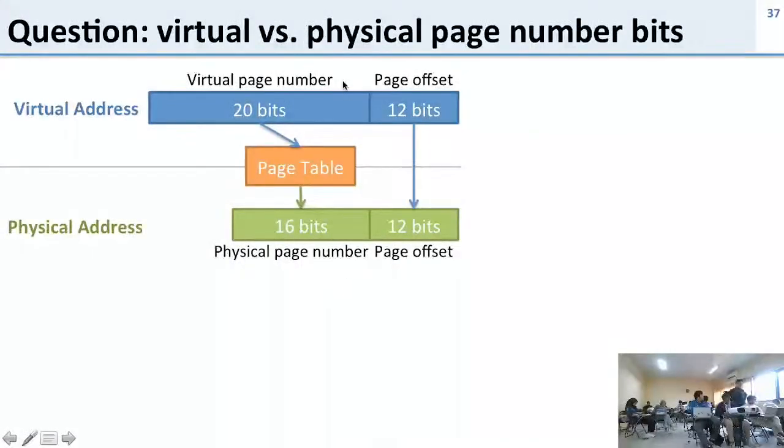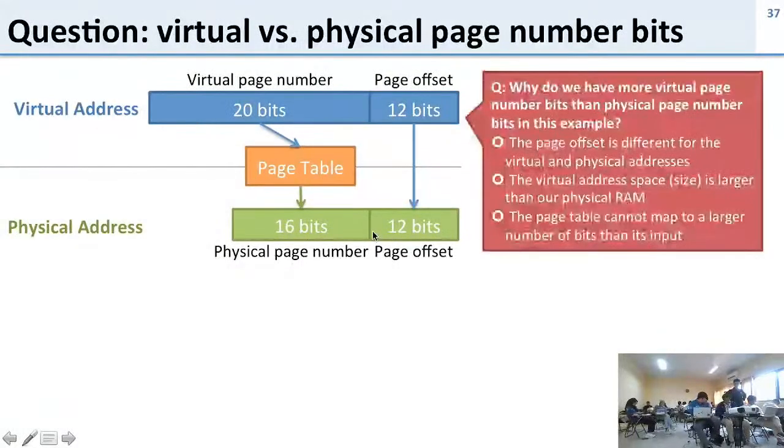All right, so here's a question about virtual versus physical page number bits. Here's our setup. Remember, we've got 12 bits of page offset that don't change. The offset's the same in the virtual and physical address, and the rest of the bits are translated through the page table. So in this example, why do we have more virtual page number bits than physical page number bits? So why do we have 20 bits in the virtual address and only 16 bits in the physical address?